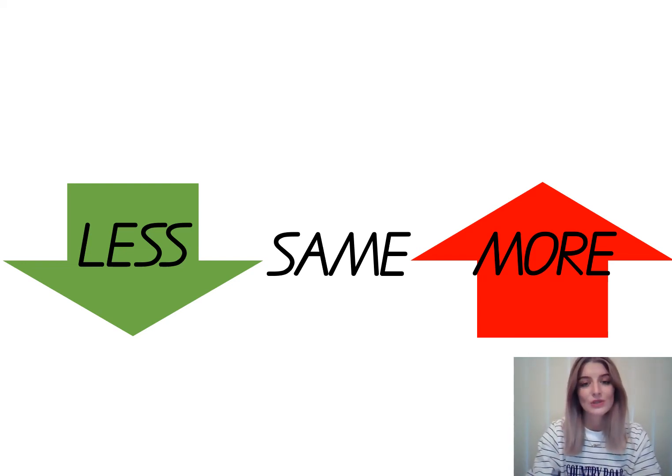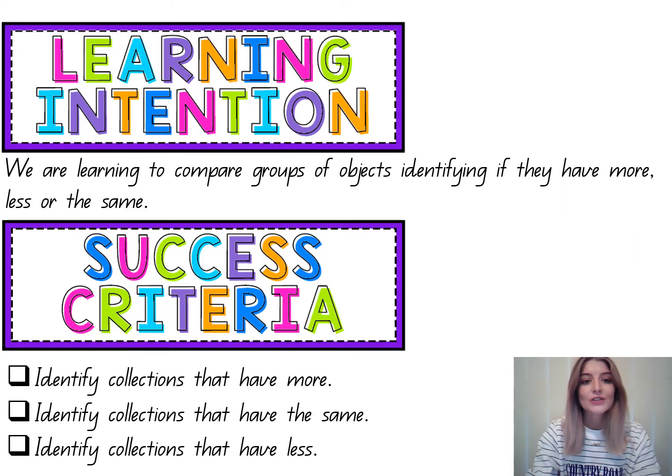Let's have a look at what we're doing today. So today we are learning to compare groups of objects, identifying if they have more, less or the same. To be successful in our lesson today, you'll be able to identify collections that have more, identify collections that have the same, and identify collections that have less.